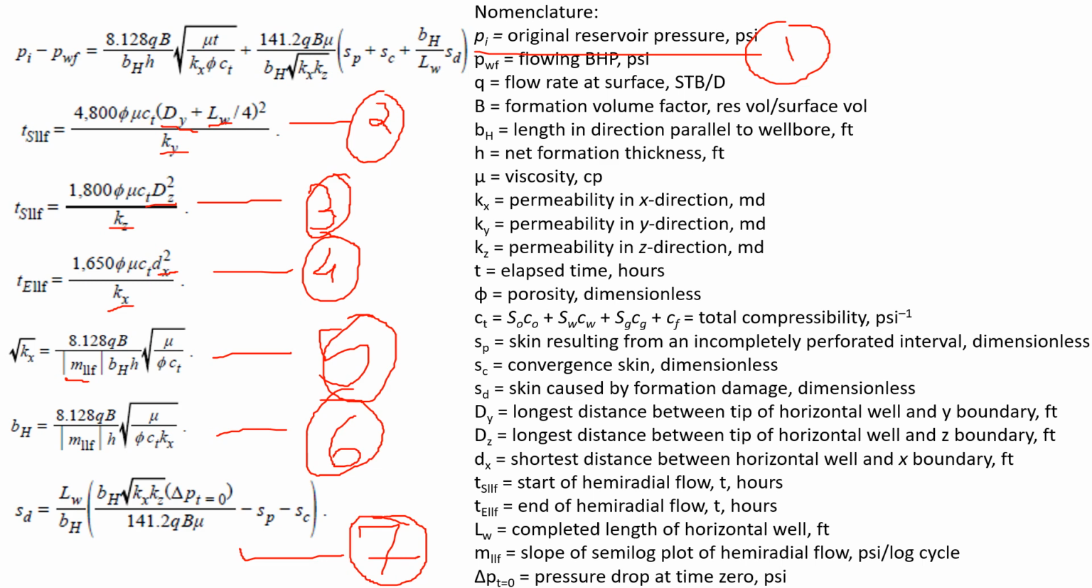For a build-up test, plot pressure against Horner time ratio. From the slope MLLF, calculate Kx with equation 5. Exactly the same as for drawdown tests. Or if Kx is known, estimate the length Bh of the drainage area using equation 6. Calculate the damaged skin SD from a pressure build-up test from equation 7, where delta P at t equals 0 equals P at t equals 0, which is extrapolated from the graph, minus PWF.